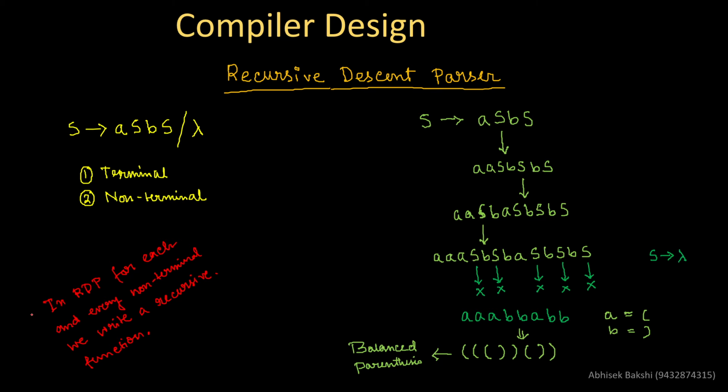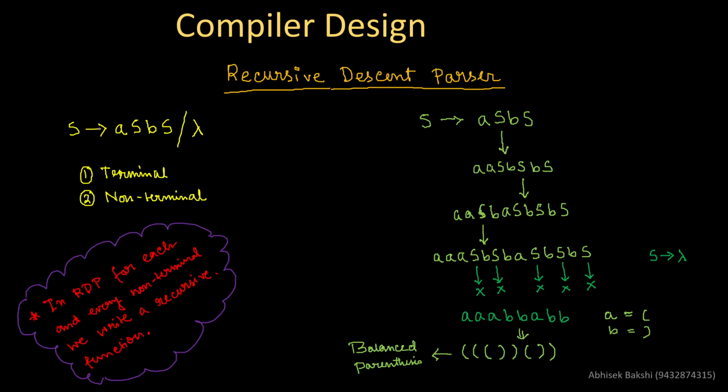Okay, so this is a very important point. If a different type of MCQ comes, maybe it may come from this type of small points. That's why I'm saying that this is very important. Anyway, in this particular grammar we have only one non-terminal, that is capital S.